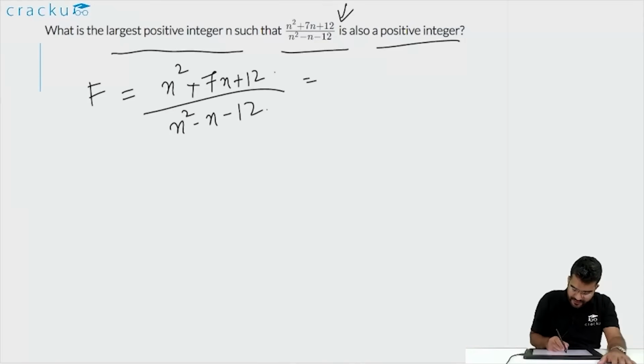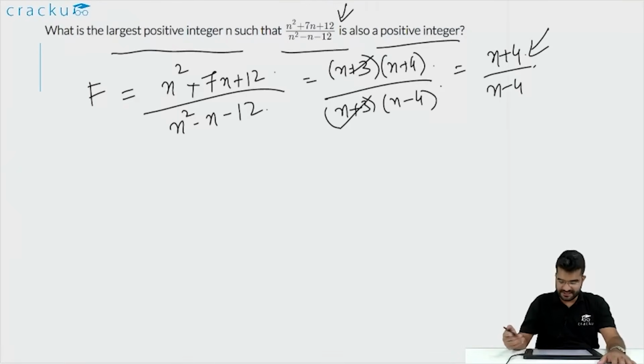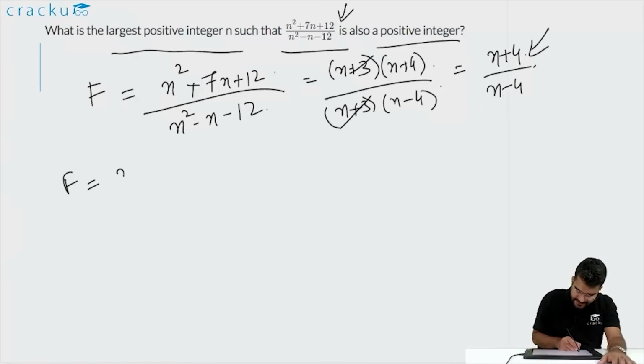Now we can factorize the numerator as (n plus 3) into (n plus 4) and the denominator as (n plus 3) into (n minus 4). So we can cancel n plus 3 from both the numerator and denominator. So the given fraction will just become (n plus 4) by (n minus 4). Now we are required to find out the largest integer n such that this is a positive integer. Now we can simplify f further so that it becomes (n plus 4) by (n minus 4), which is equal to 1 plus 8 by (n minus 4).